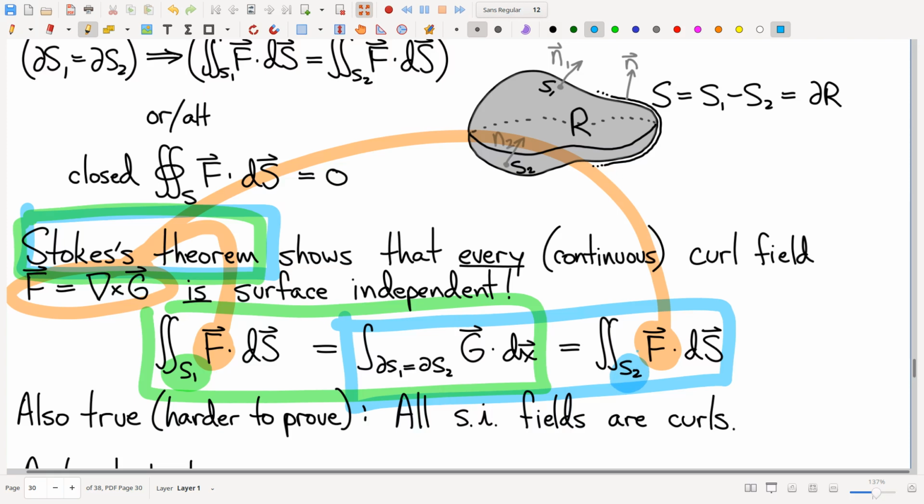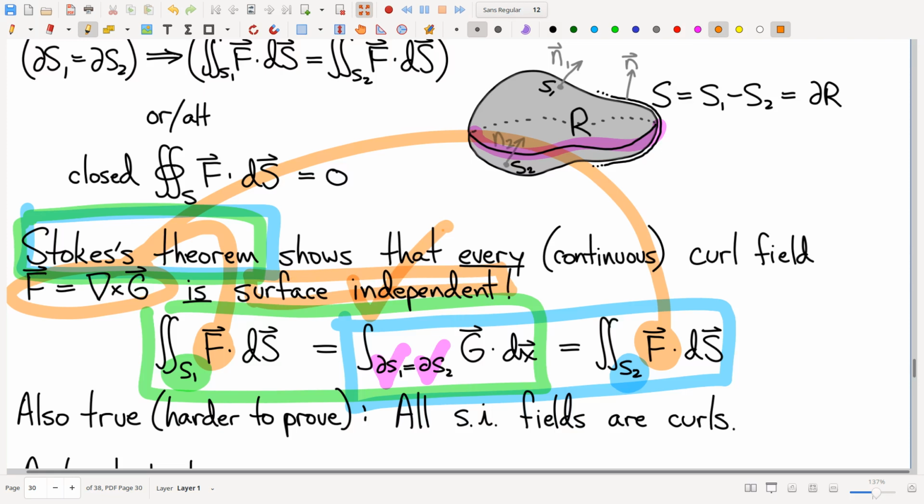Of course, the whole idea here is that S1 and S2 have the same boundary. If they have the same boundary, you're computing this circulation around the same boundary for each one of these, and that means that you're going to get the same answer. And therefore, these two fluxes are equal. And therefore, this vector field is indeed surface independent. Really nice little argument there.